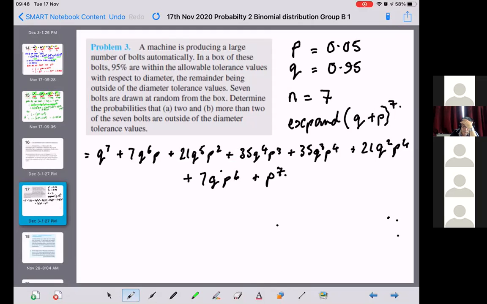Yeah. All right. And these terms are 0 faulty, 1 faulty, 2 faulty, 3 faulty, 4 faulty, 5 faulty, 6 faulty, 7 faulty, from the random 7 drawn from the box. Everybody understand that? Yeah.